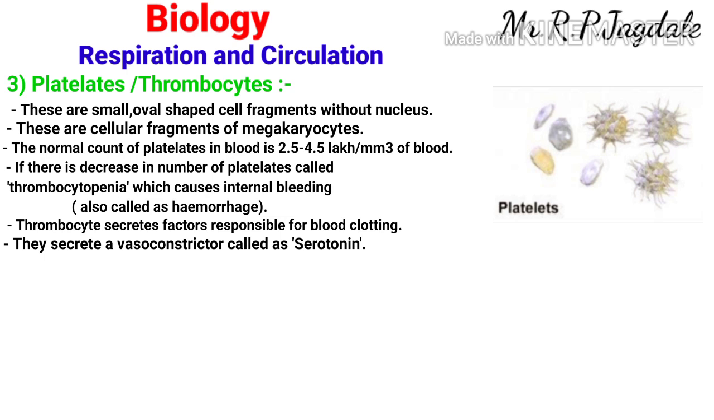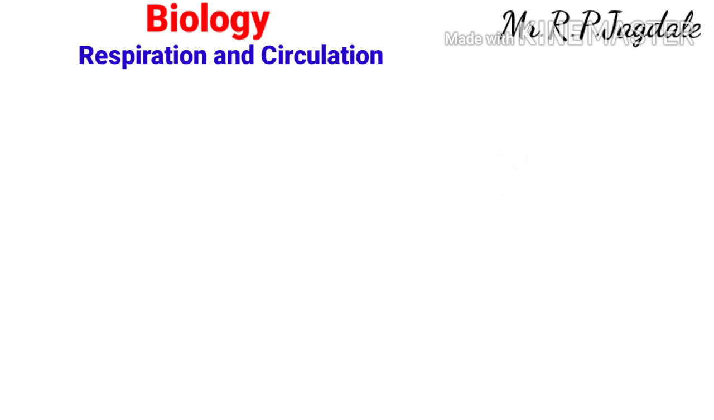Now coming to the most important part about the blood. We have seen the three components of blood, that is RBC, WBC and platelets: red blood corpuscles, white blood corpuscles and platelets. Now let's talk about blood clotting or coagulation of blood.